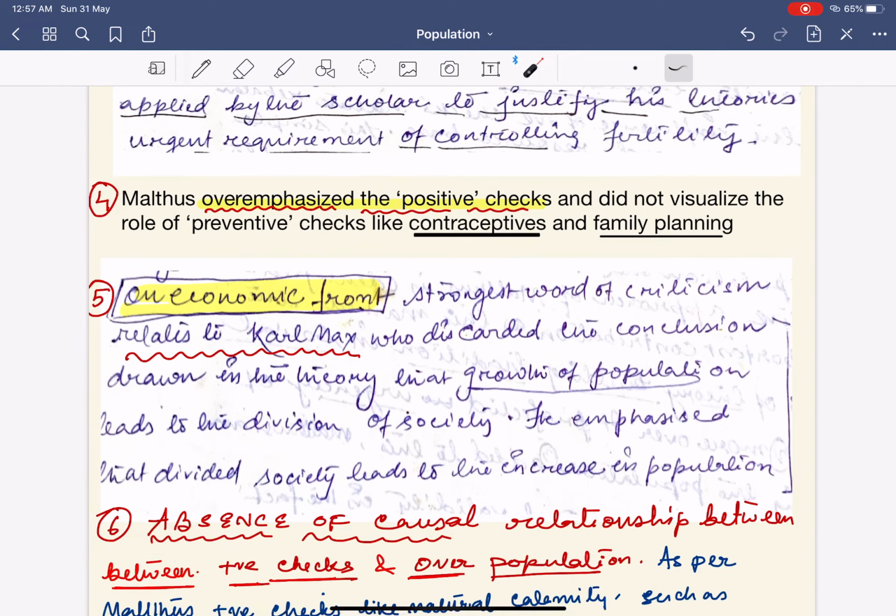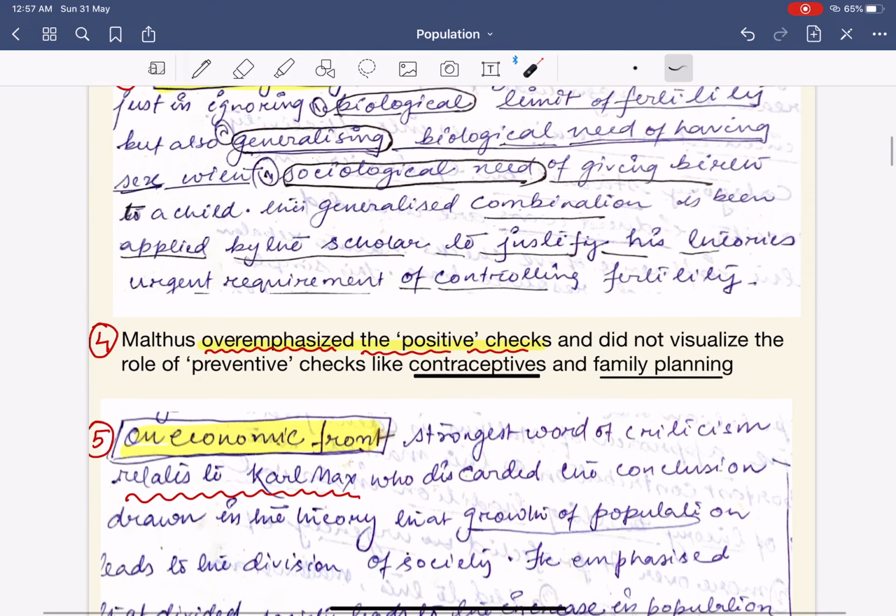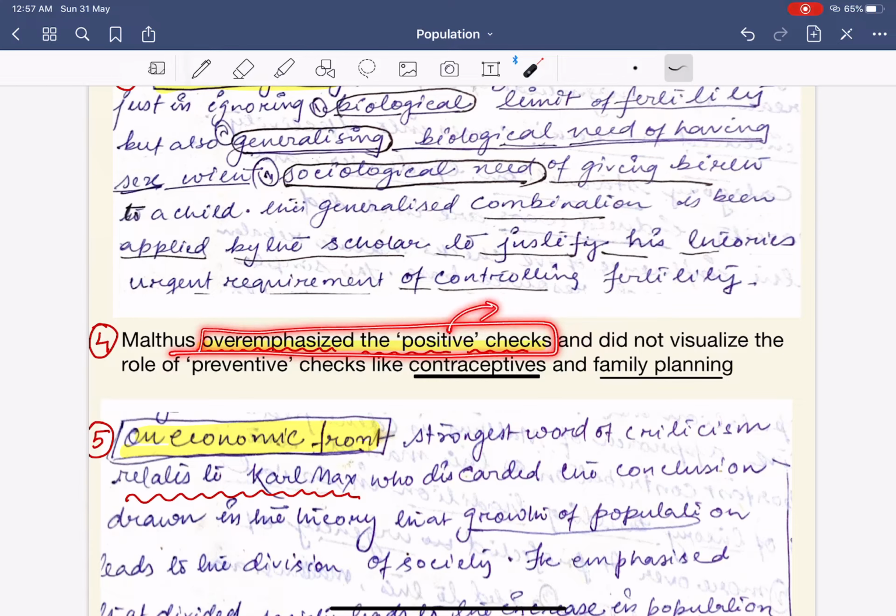Next, again, Malthus overemphasized positive checks. Again, what are positive checks? I have already given you the examples: flood, drought, epidemics, and he said that these positive checks will actually help in reducing the population.